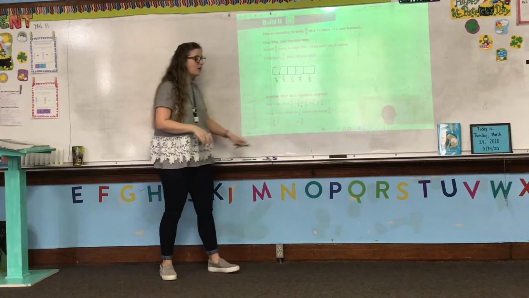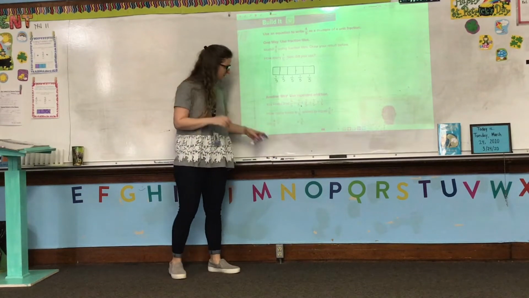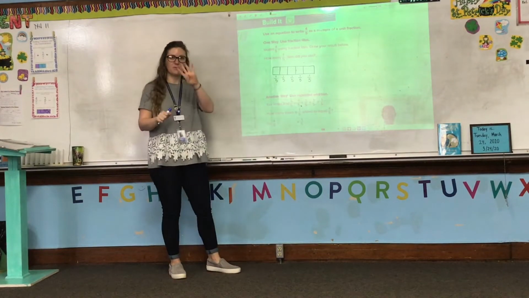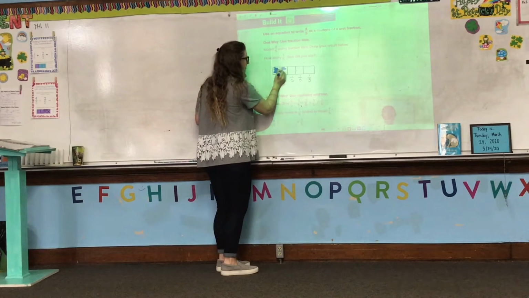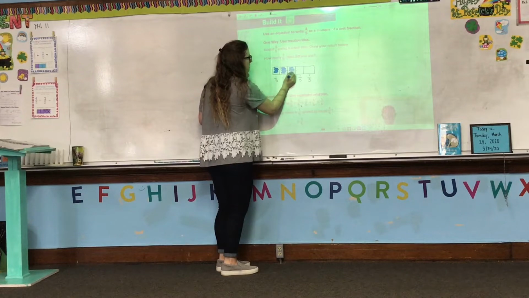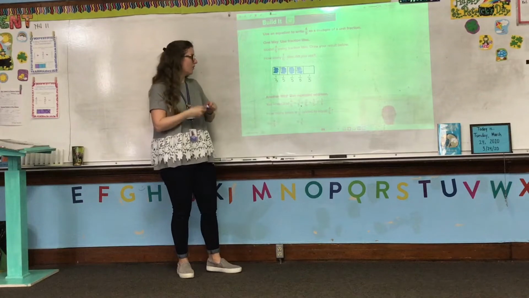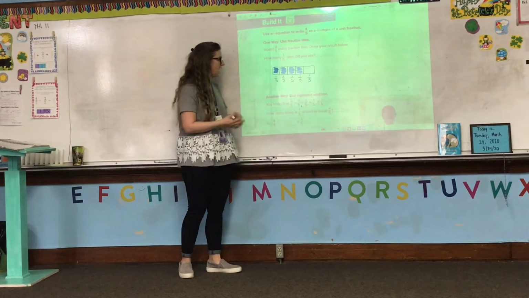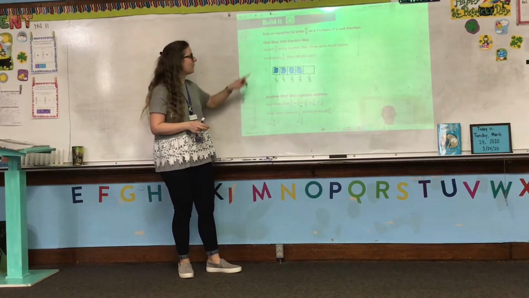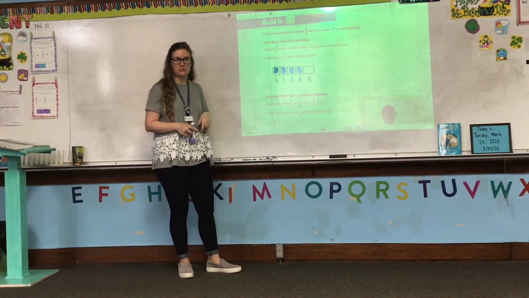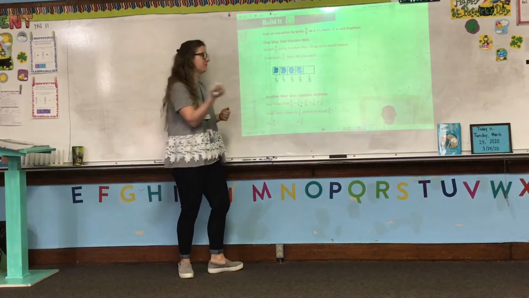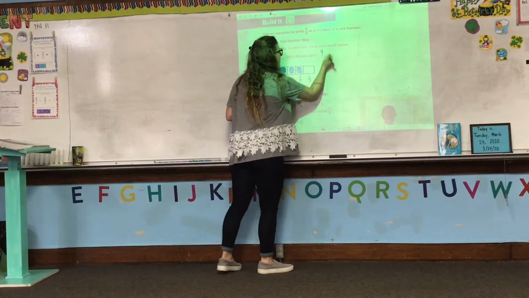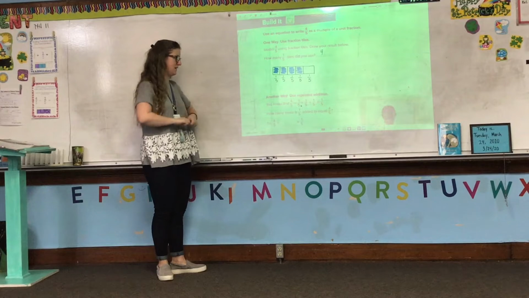This is the whole, but we're only modeling 4/5. So I'm going to shade 4 of these 1/5 tiles. 1, 2, 3, 4. So now I've modeled 4/5. You should have also done that in this My Work box. Now, how many 1/5 tiles did we use? Well, let's count. 1, 2, 3, 4. I used 4 1/5 tiles.